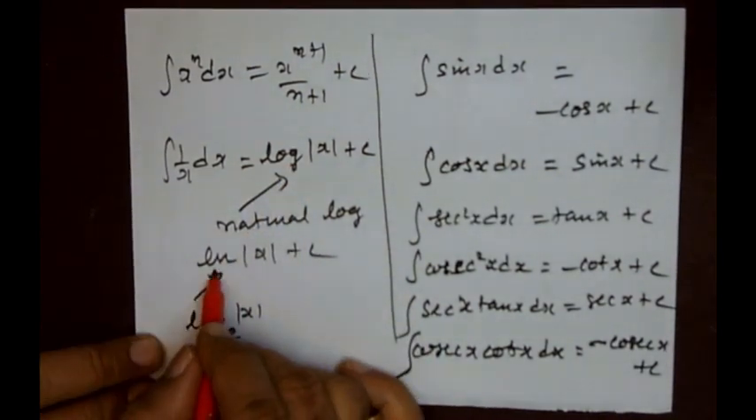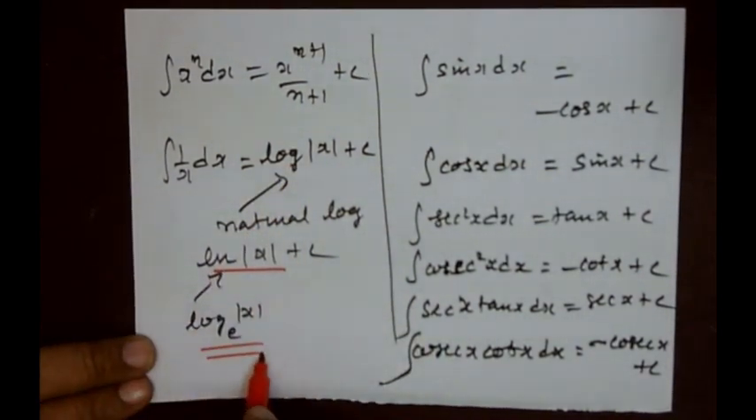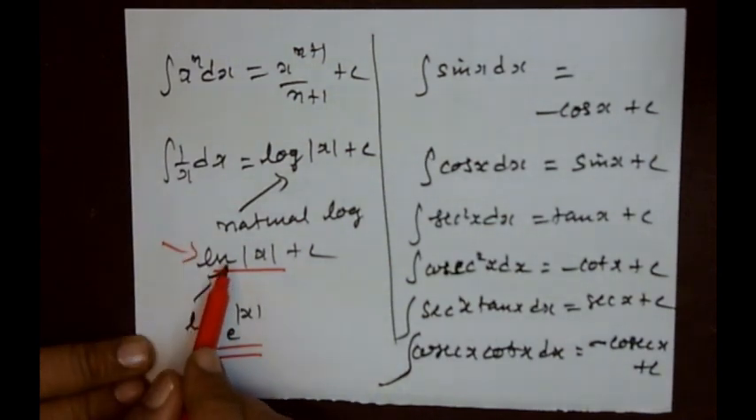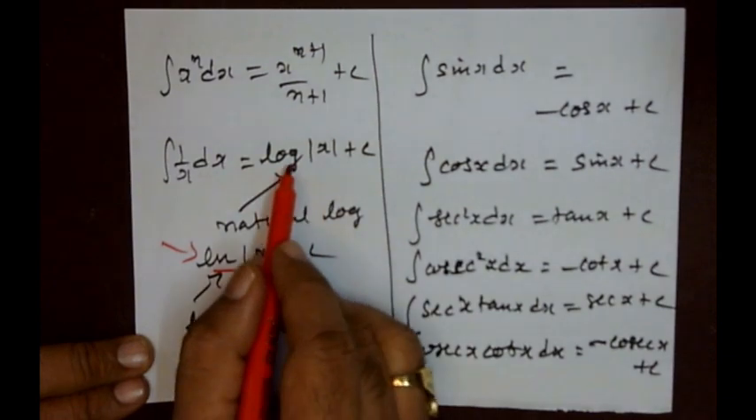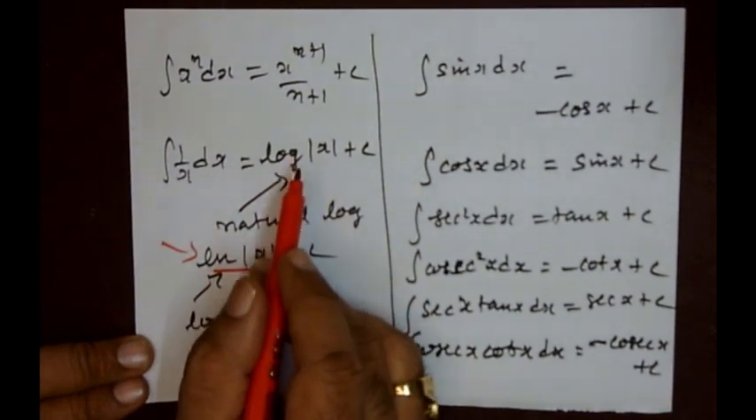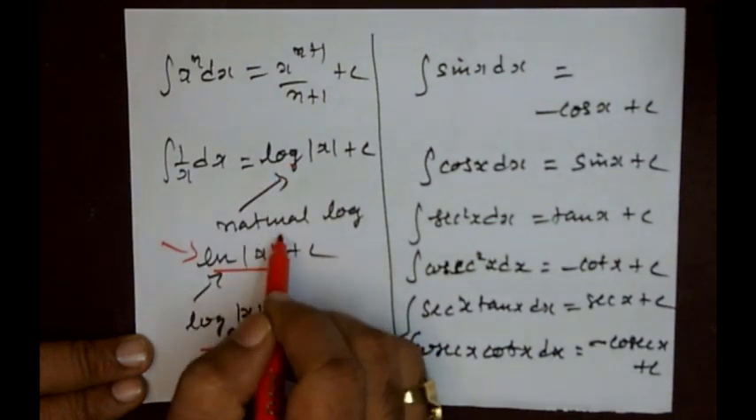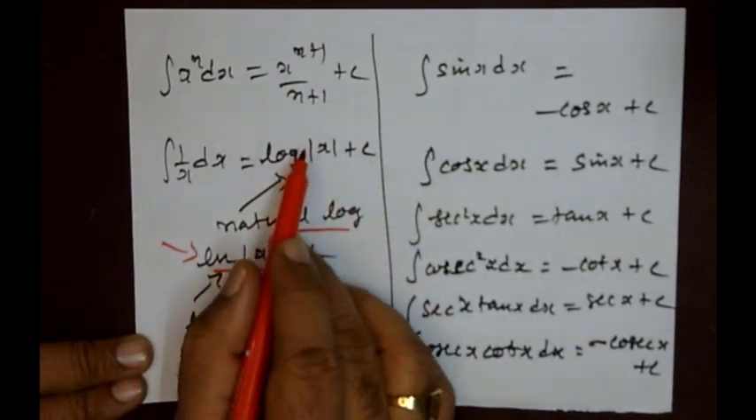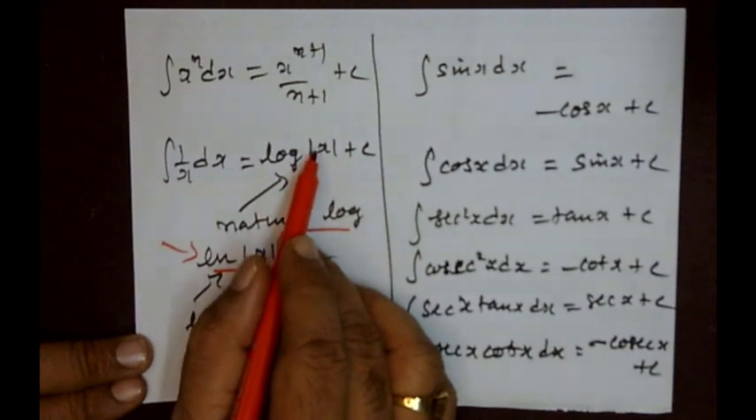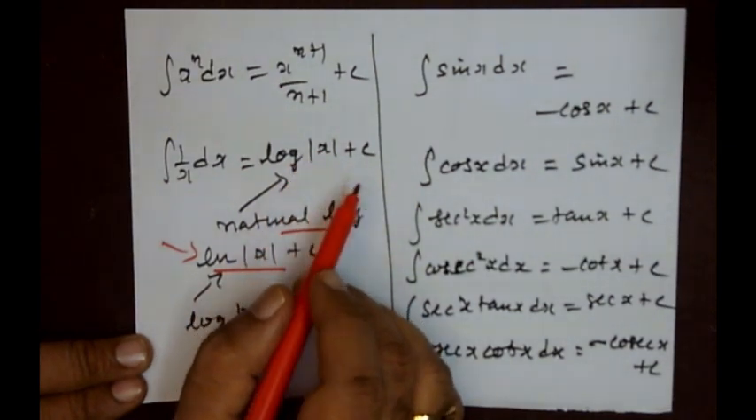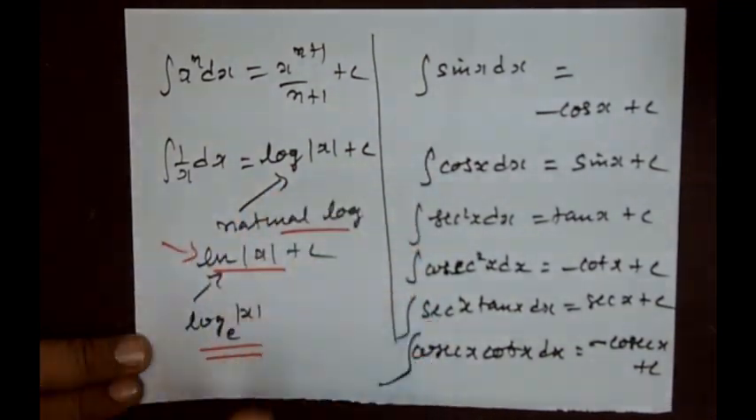This log is nothing but natural log. Natural log means log to the base e, and usually they represent it by ln, okay. Some authors simply mention log, but please understand, on integration it represents natural log only, okay. At the same time, you have to put the modulus. Modulus means it takes only absolute values, okay, plus c. So this is the formula.